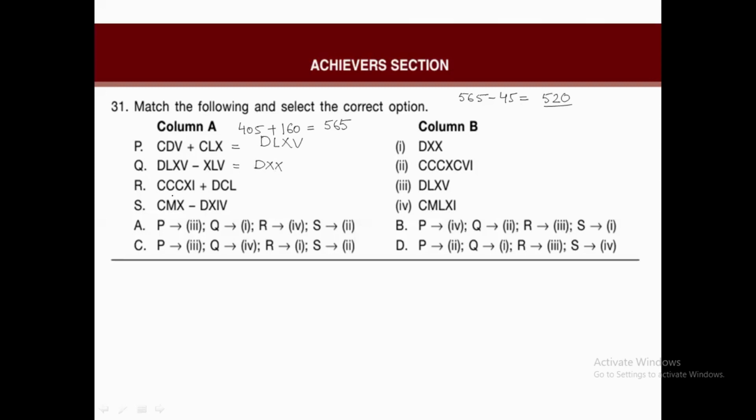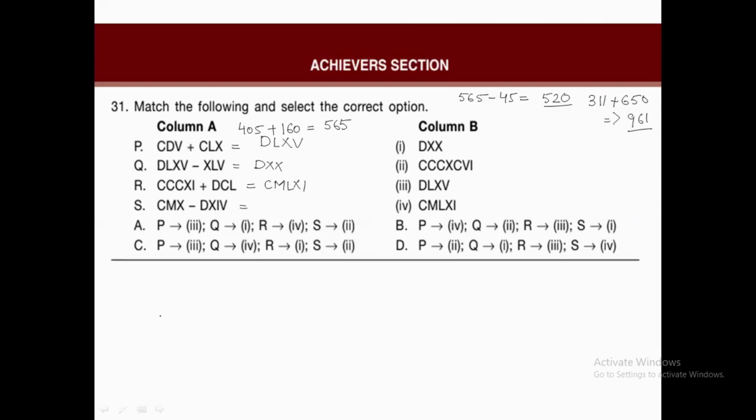Okay, now let's move to the third one, which is CCCXI, which means 311. 311 plus DC, which means 650. When we are adding it, what are we getting? We are getting 961. And how can we write 961? We can write 961 like CMLXI.